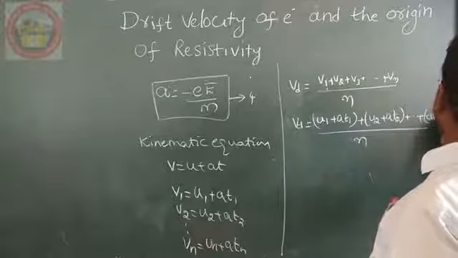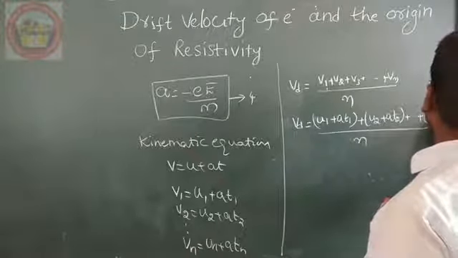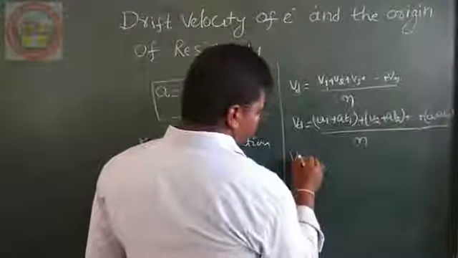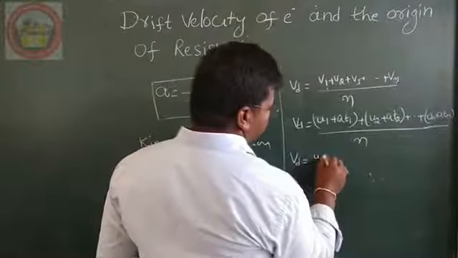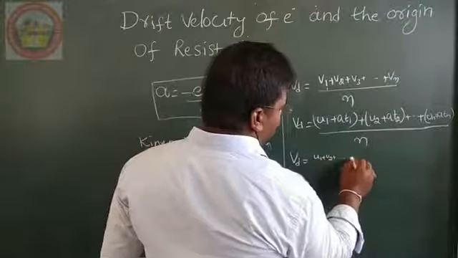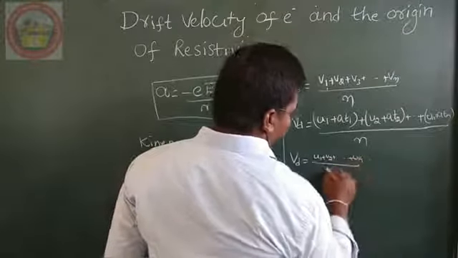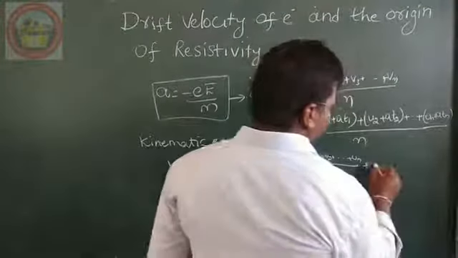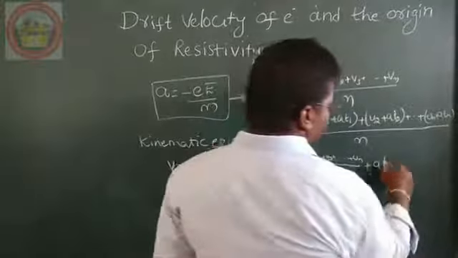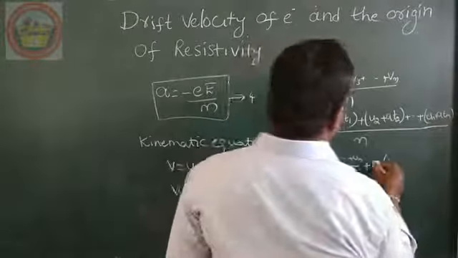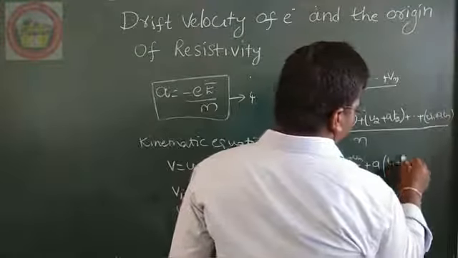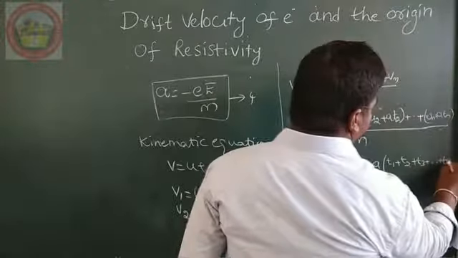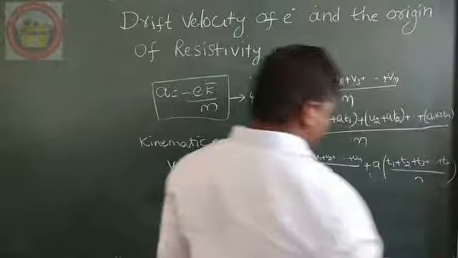Okay, so rearrange this equation. Vd is equal to (u1 plus u2 plus and so on un) by n, plus a into (T1 plus T2 plus T3 and so on plus Tn) divided by n.